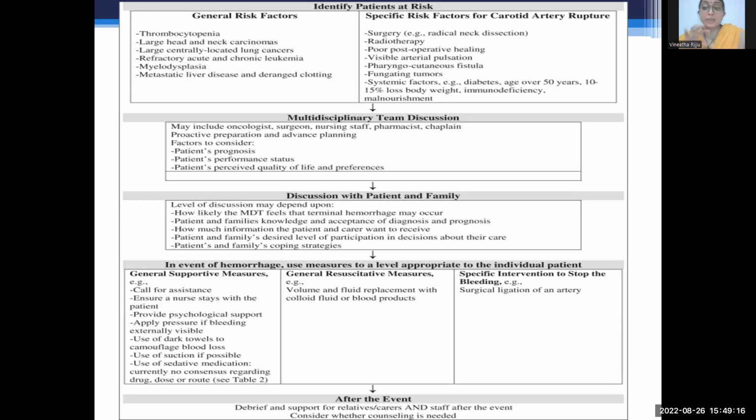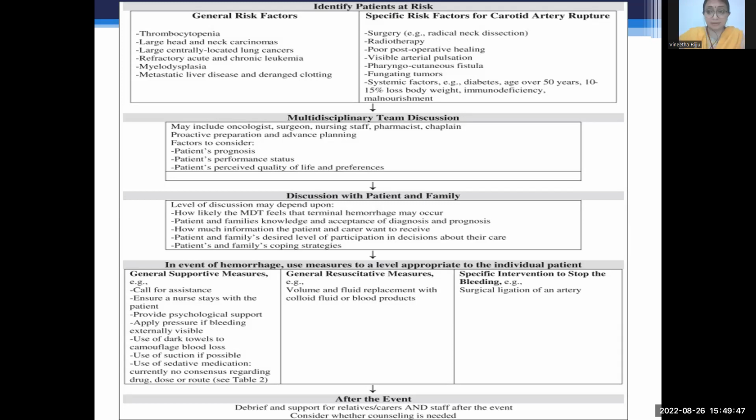Okay, so these are your risk factors. So what do you do? As you can see here, you refer them to the MDT, the multidisciplinary team. This can comprise an oncologist, a surgeon, the nursing team, the pharmacist, and maybe, if it's a terminal event, you might need the chaplain also involved over here. And there has to be a space for advanced planning.